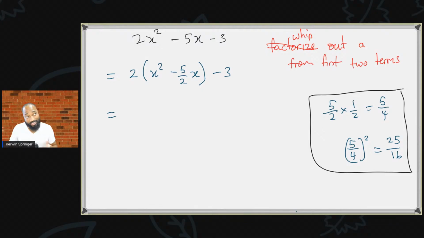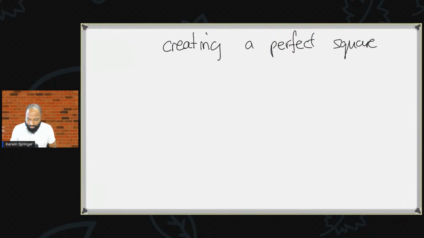Nice? This is supposed to happen in your mind. But a normal student can just do it on this side, right? Creating a perfect square. What do I mean by creating a perfect square? What is a perfect square?